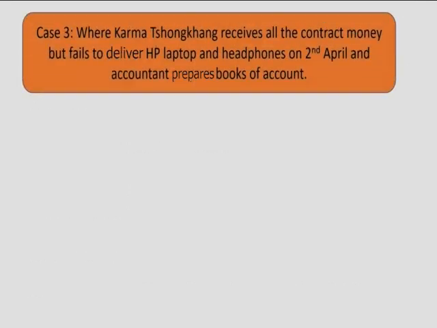Case 3, where Karma Hong Kong receives all the contract money but fails to deliver the HP laptop and headphones on 2nd April, and the accountant prepares the books of accounts. Now the third case is Karma Hong Kong receives contract money. That means Pema has paid all the money to Karma Hong Kong, but Karma Hong Kong did not deliver both laptops and headphones to Mr. Pema, and the accountant is preparing the books of accounts. How are you going to recognize revenue here?